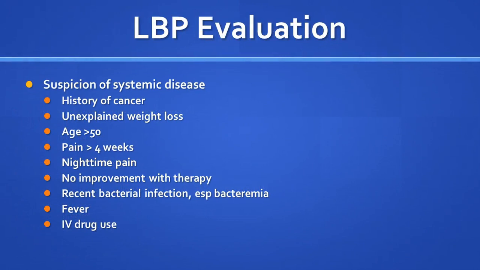Suspicion of systemic disease goes up if someone's got a history of cancer and unexplained weight loss, other systemic complaints like unexplained fever, etc. Anyone with a history of IV drug abuse ups your suspicion for a discitis or other infection. If they've had pain for more than 4 weeks, if they're older, night pain, no improvement with therapy, all of these things increase your suspicion to take things a little bit more aggressive in terms of your evaluation and your imaging.